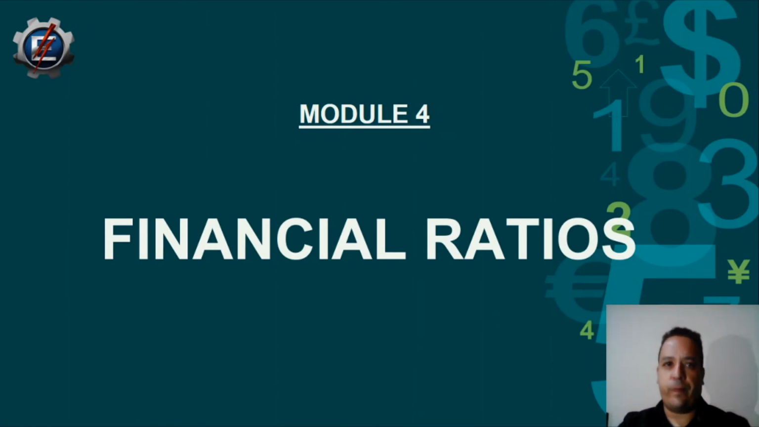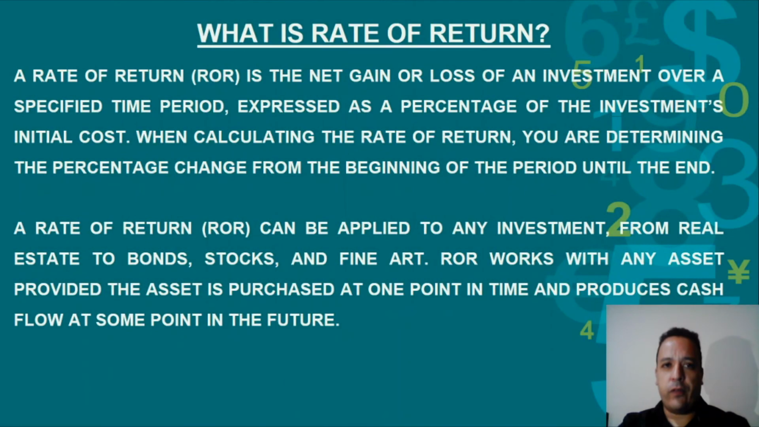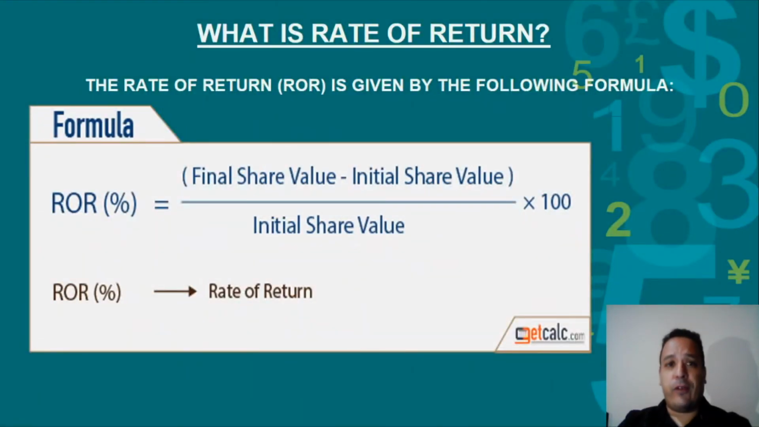Financial ratios. Let's talk in detail about some terms. First, I will talk about rate of return. A rate of return, ROR in abbreviation, is the net gain or loss of an investment over a specified time period. A rate of return can be applied to any investment, from real estate to bonds, stocks, and fine art, for example. The rate of return, ROR, is given by the following formula.